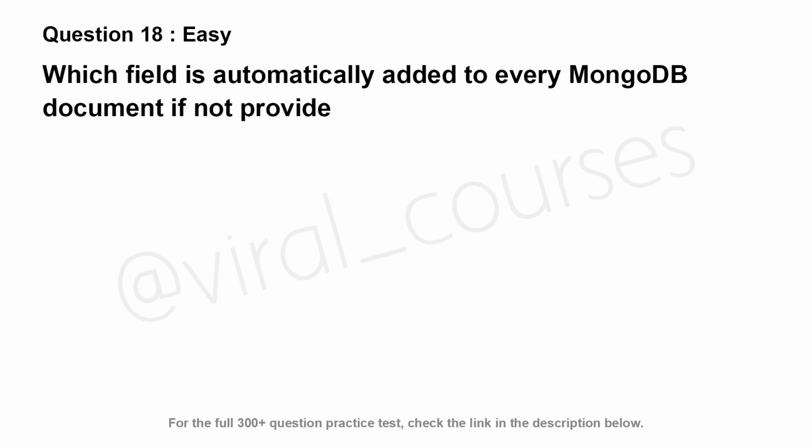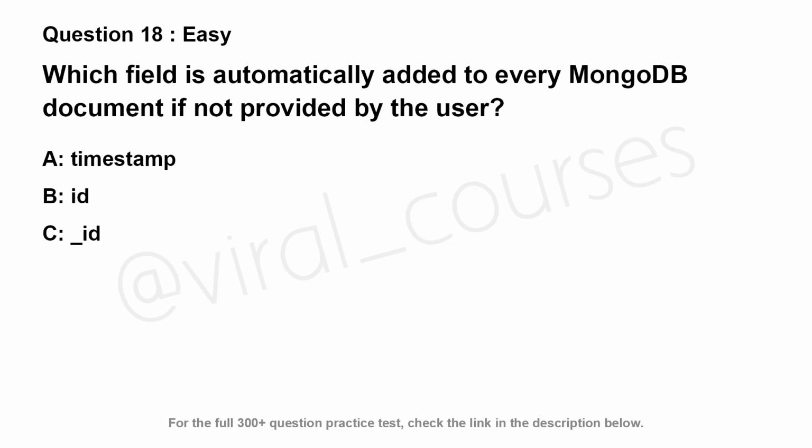Which field is automatically added to every MongoDB document if not provided by the user? Option A, timestamp. Option B, id. Option C, _id. Option D, UUID.